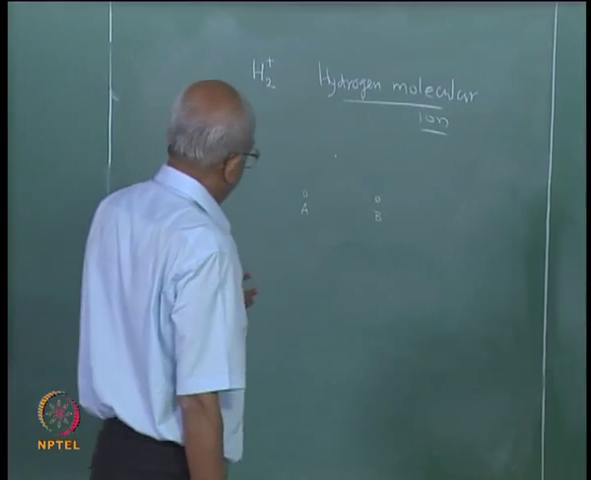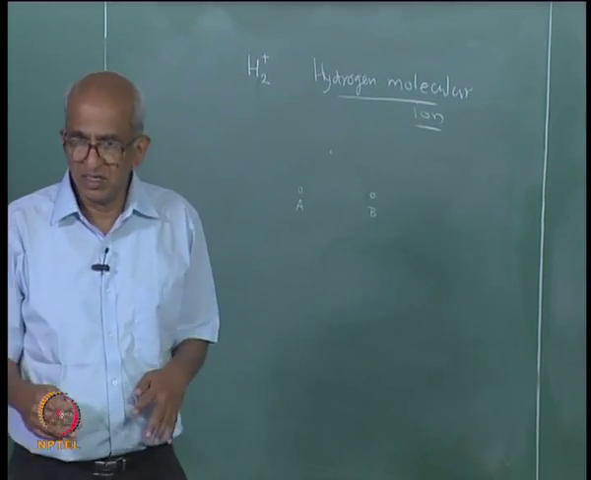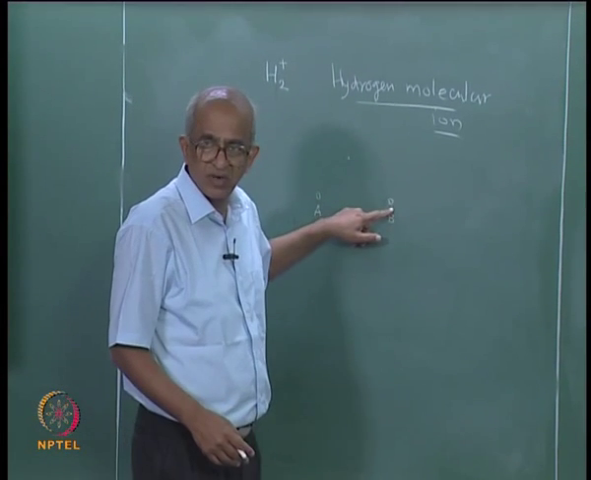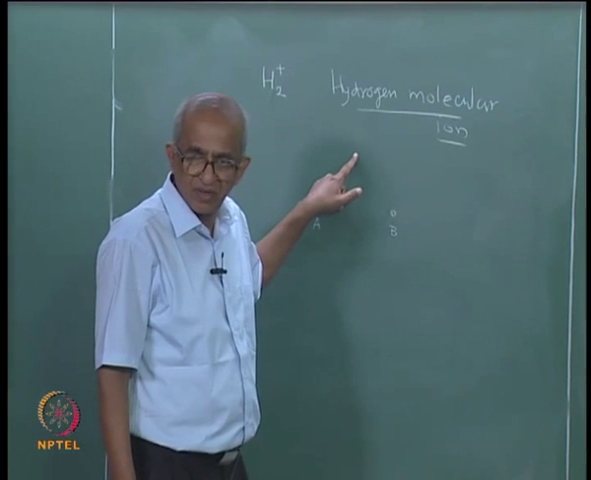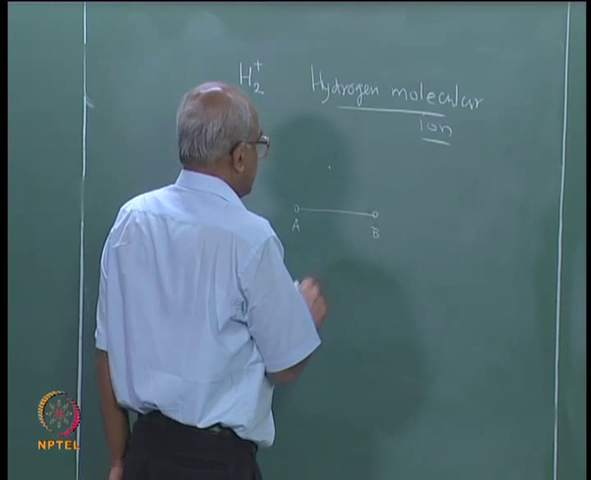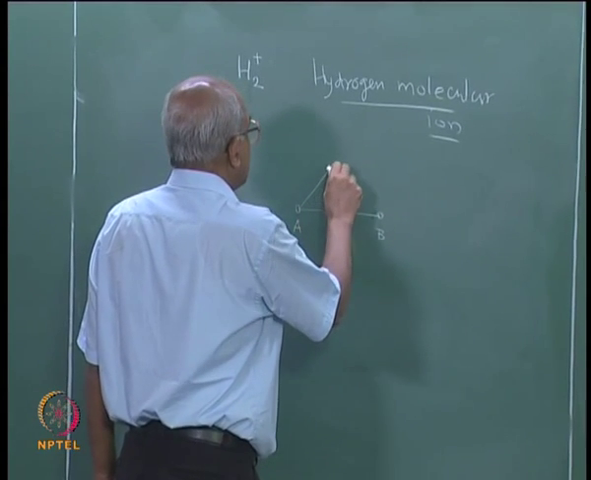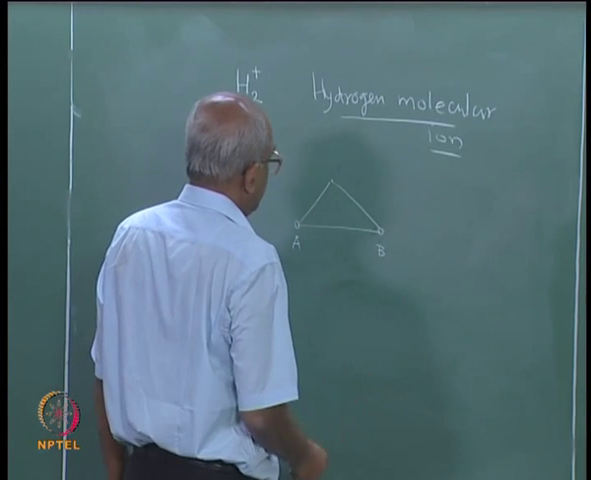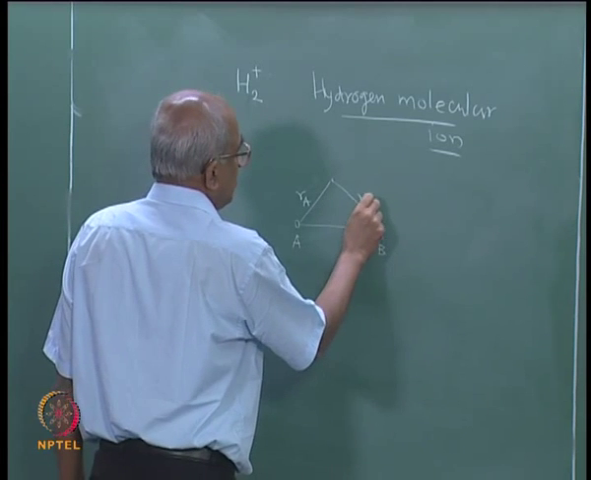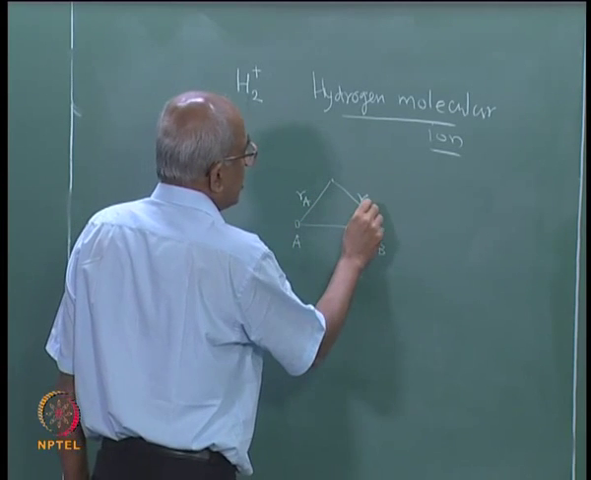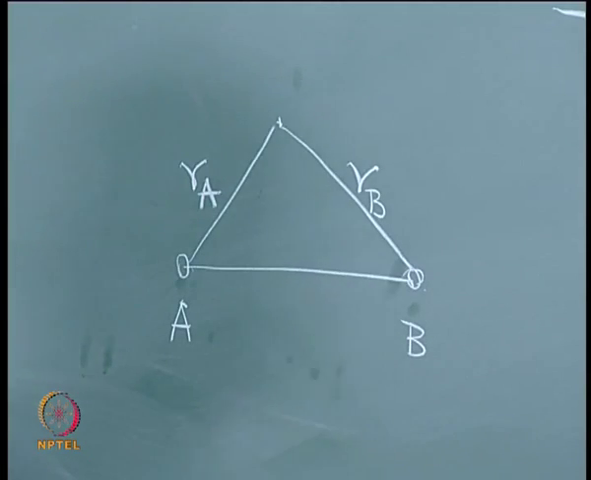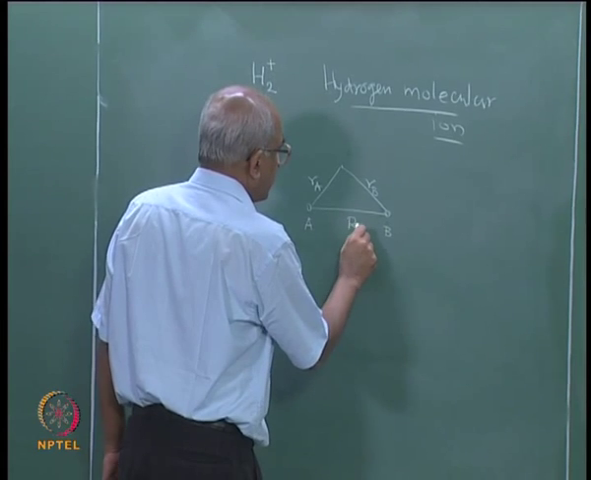So, if I wrote the full Hamiltonian in all its glory, you will have the kinetic energy of this nucleus, kinetic energy of that nucleus, and the kinetic energy of the electron. You will also have interactions between the charges: the two nuclei will interact and the electron will interact with both the nuclei. So, let me denote this distance by Ra, because it is the distance of the electron from nucleus A, and this one I will denote by Rb, and the distance between the two nuclei I will denote as capital R.